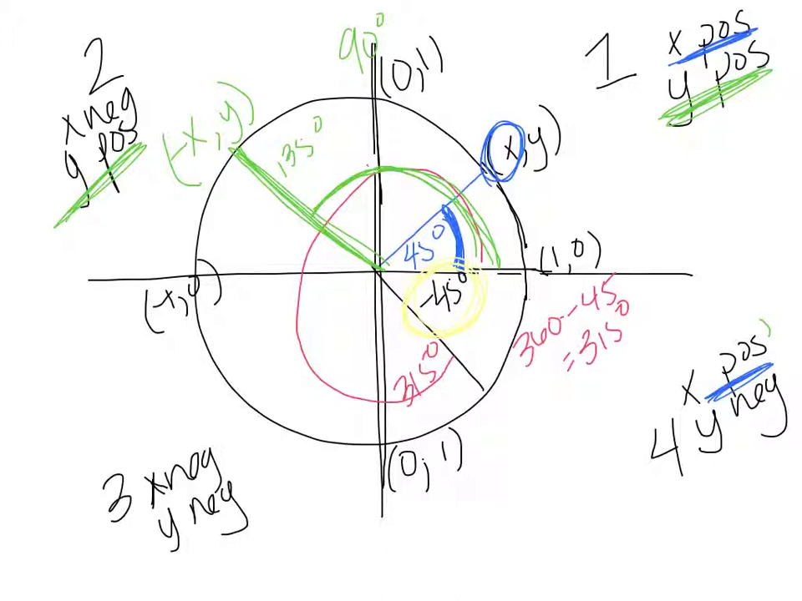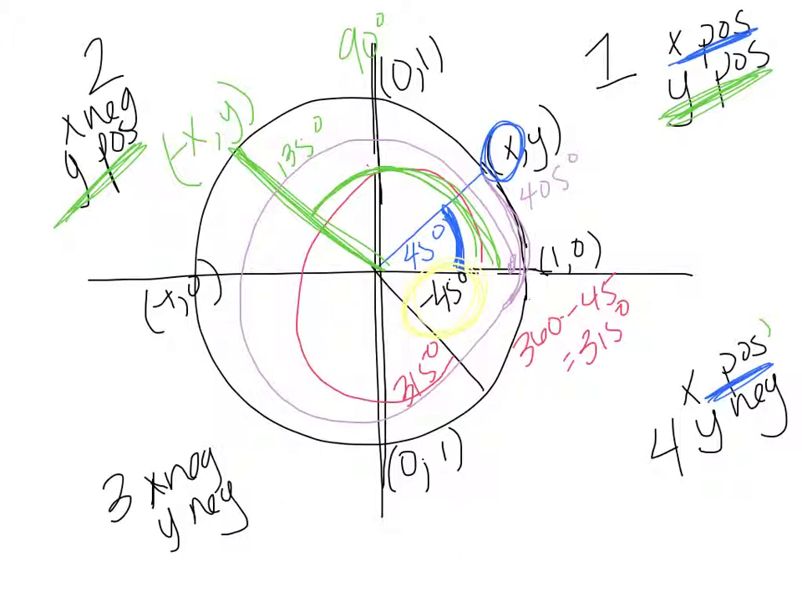So let's say we start on our initial side there. I'm using a purple here. And we go all the way around. How far is that? 360. And we keep going to the 45 degree mark. What's 360 plus 45? 405 degrees. Would that have the same y value as 45 degrees?